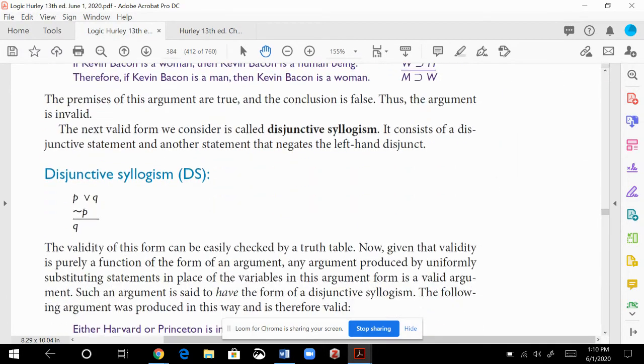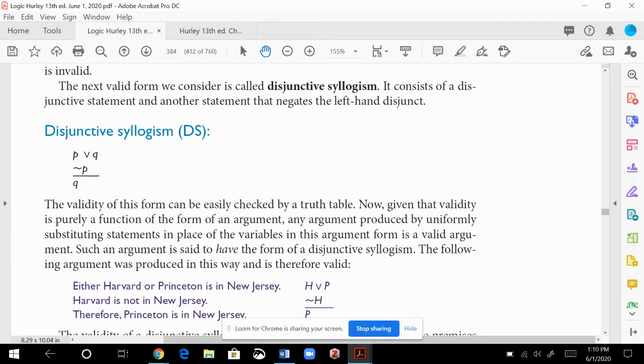Okay, so disjunctive syllogism, super easy. How many propositions do we have here? Two. Two props. For this one, we're moving out of the conditional, the horseshoe symbol, and now we have the disjunctive symbol. So on this one, P or Q, not P, therefore Q.